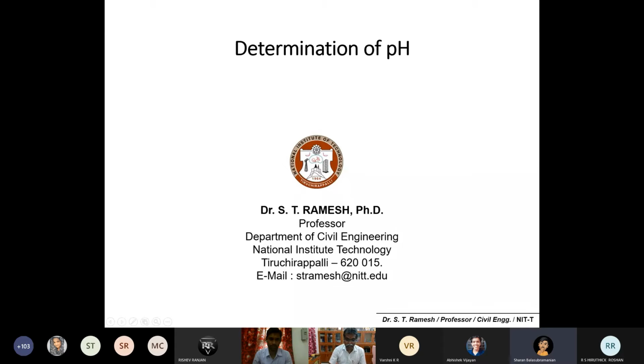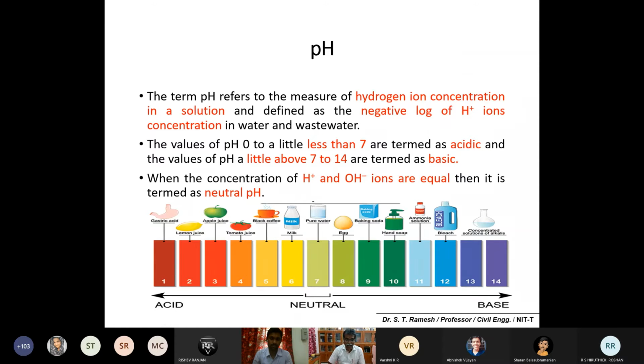The first experiment is determination of pH. So the very first experiment we will be starting with is the pH determination. The pH, you probably would have come across, refers to the measure of hydrogen ion concentration in a solution. Please make a note. These points are important for your MCQs.